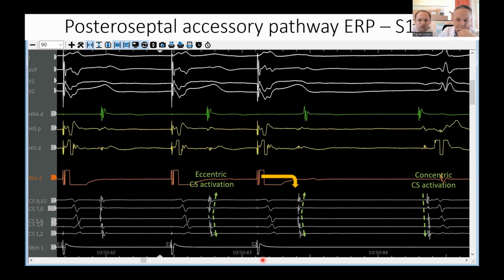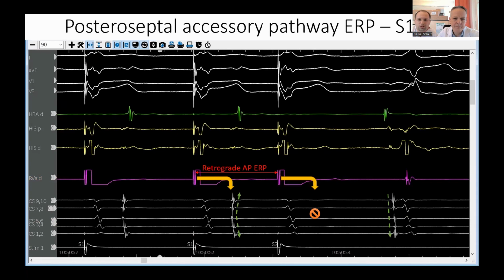In this image, you can see an eccentric activation sequence on the CS catheter, which is typical for septal and left-sided accessory pathways. With further shortening of the paced coupling interval, accessory pathway ERP was reached, and the paced ventricular beat did not conduct retrogradely to the atrium. And you can see that the next sinus beat has normal concentric CS activation.